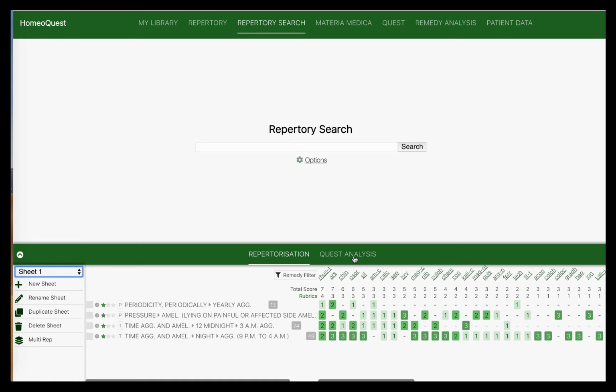So now the question is, what do we do with the remaining things? Do we let them go? Say, for example, we have something called that 6 a.m. aggravation. We want to check whether that's also part of Rustox, or Arsenicum.